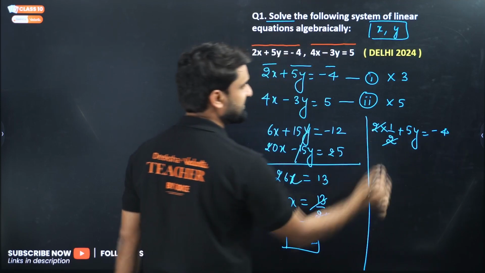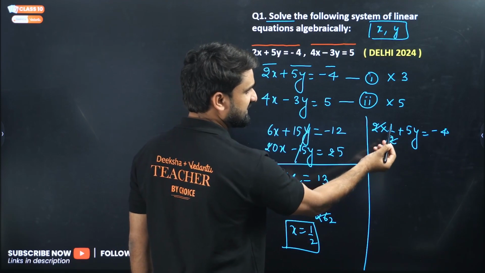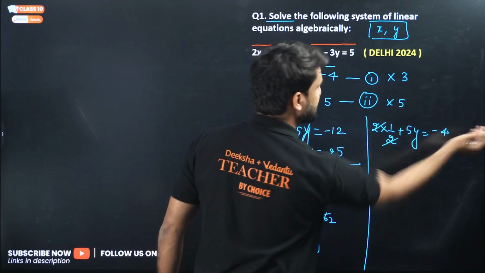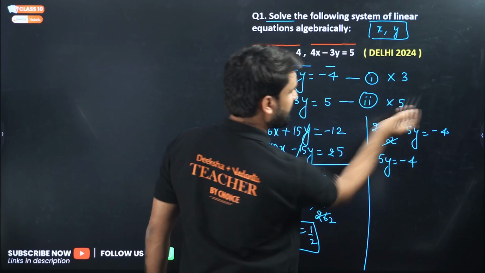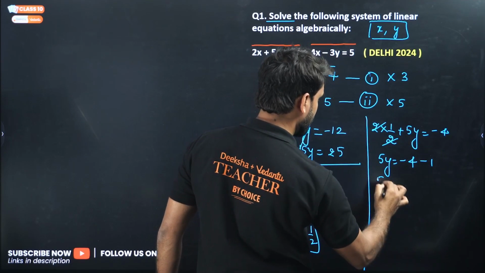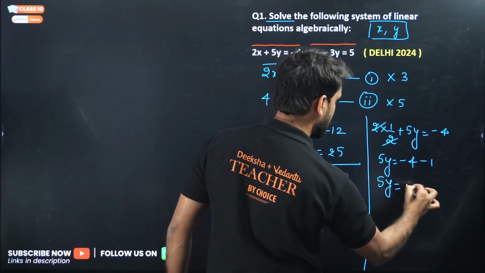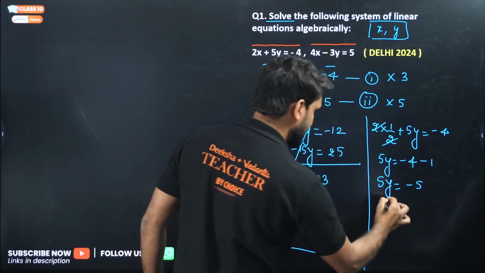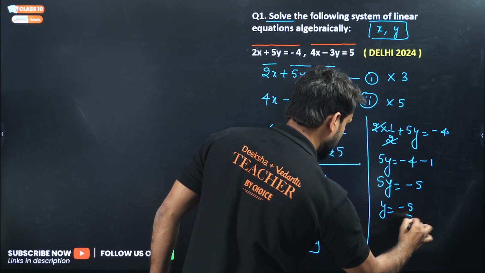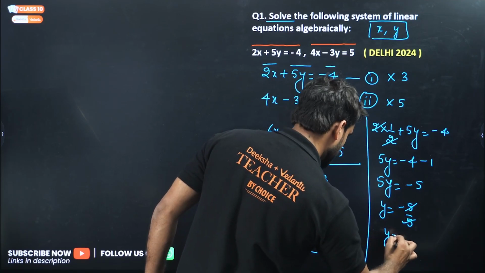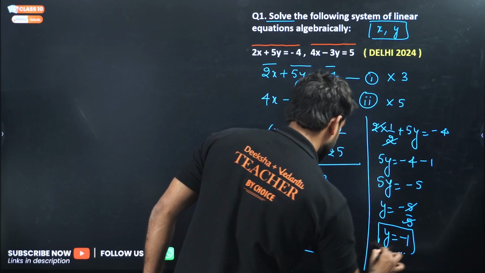So can I cancel this 2? So we are getting only 1 left here, so I can shift this one to that side. So 5y will be minus 4, and this one will be again minus 1. So 5y is minus 4 minus 1 will be minus 5. So y equals to minus 5 by 5, which is equals to minus 1. So this is the answer.